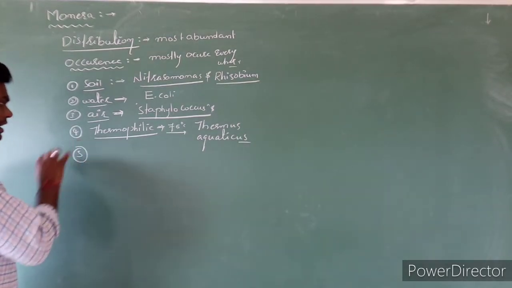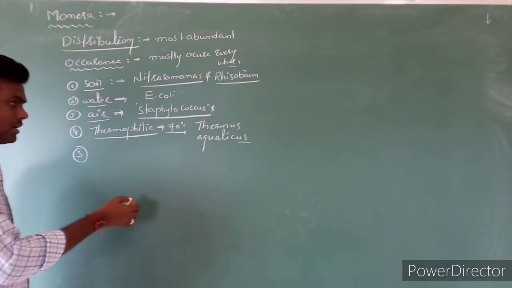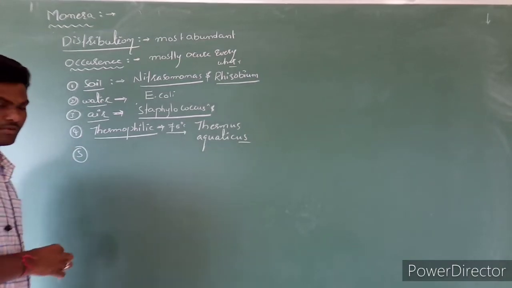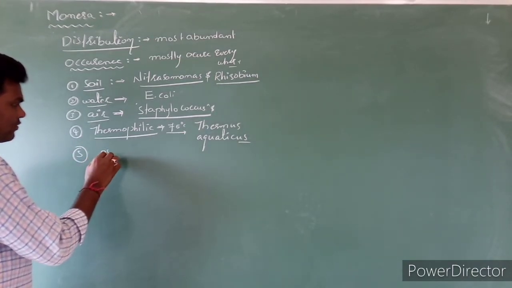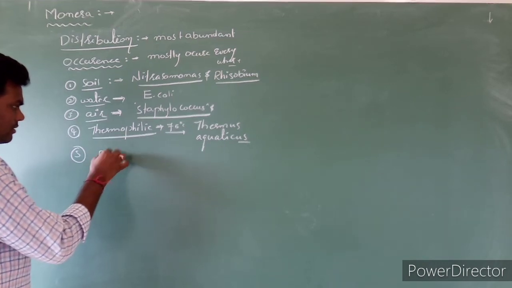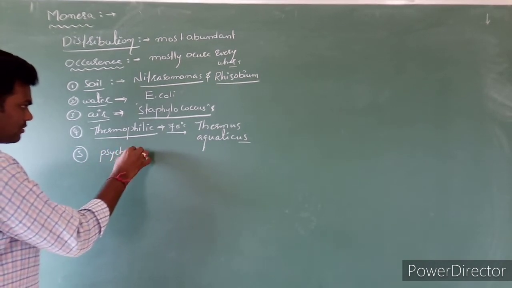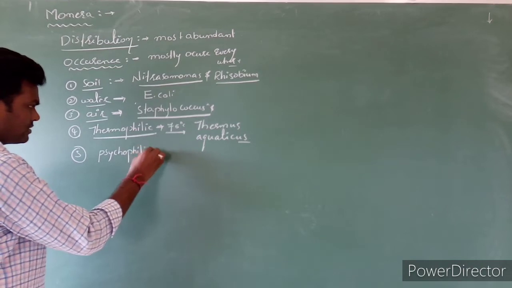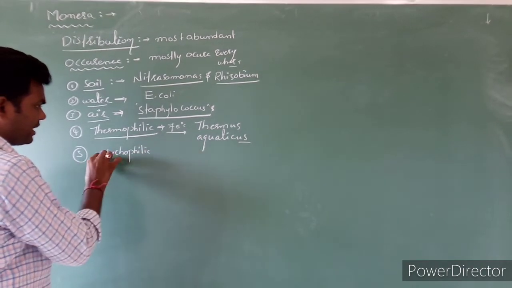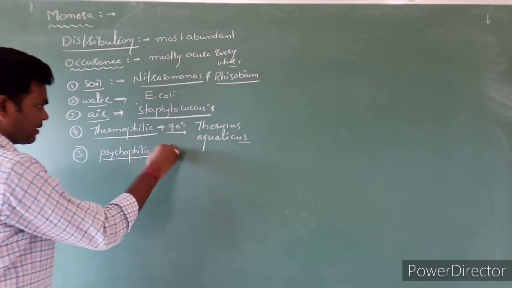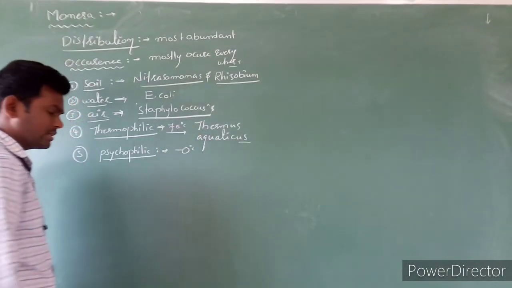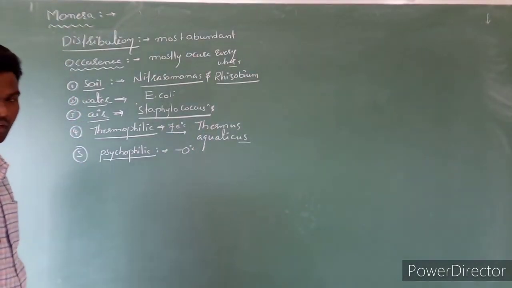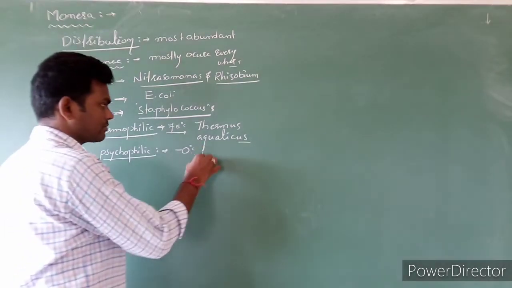Next, some of the bacteria can tolerate low temperature also. Such bacteria are called psychrophilic bacteria. They can survive at less than 0 degrees Celsius also.